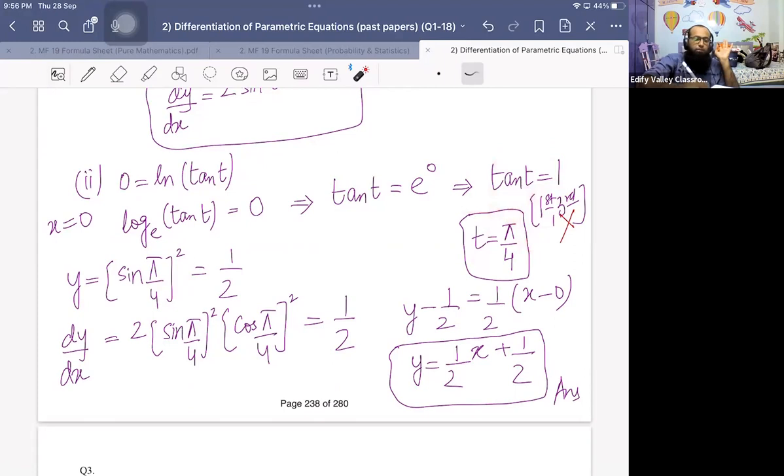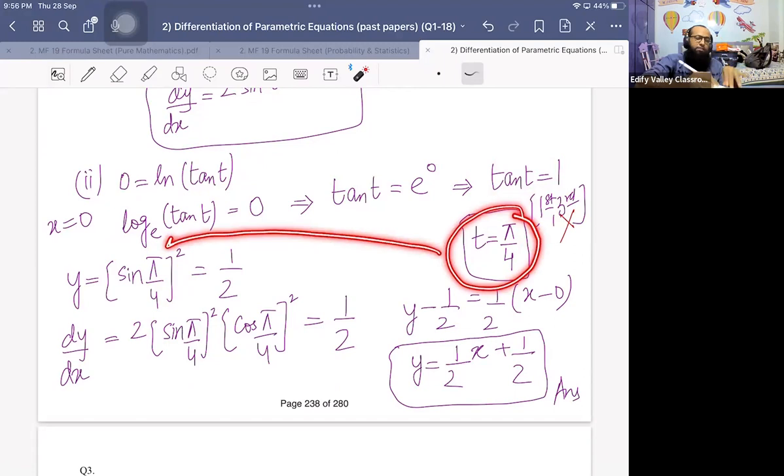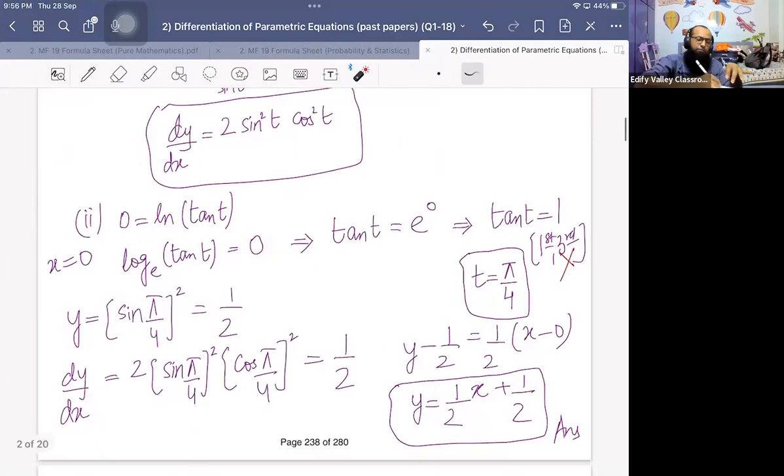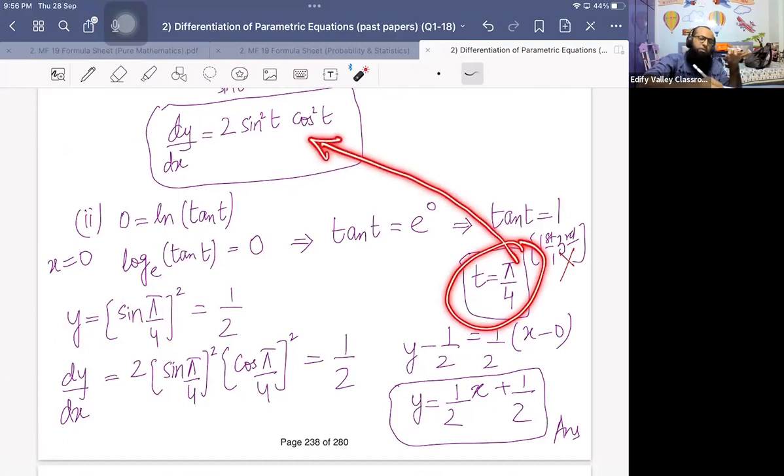Now, once we have got the value of t, we are going to substitute that in the parametric equation of y. As we can see, the parametric equation was sine square t, which means sine t whole squared. So this is what I've done, sine of pi by 4 whole squared, and I've got 1 over 2. Then this pi by 4 will be substituted in the gradient function, 2 sine pi by 4 whole square cos pi by 4 whole square, and we have got the gradient, that is 1 upon 2.